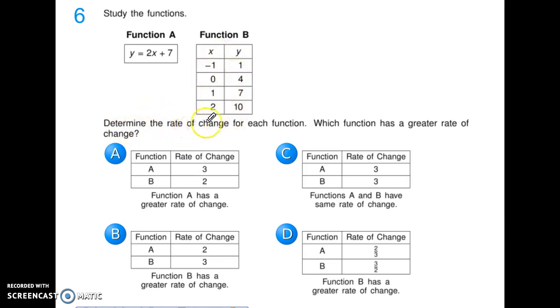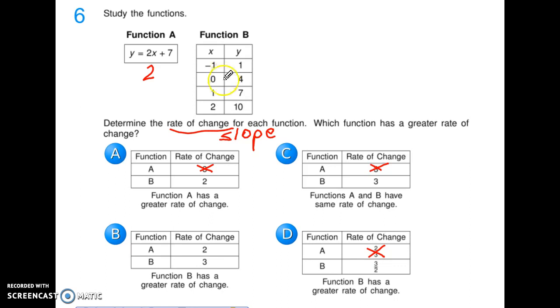But it says determine the rate of change for each function. Which function has a greater rate of change? Well, rate of change is also slope. So the slope in function A is 2, and I know that because this is written in slope-intercept form. So for function A, the rate of change is 2, not 3. It looks like we can almost do this one without even checking the second part, but let's do it anyway.